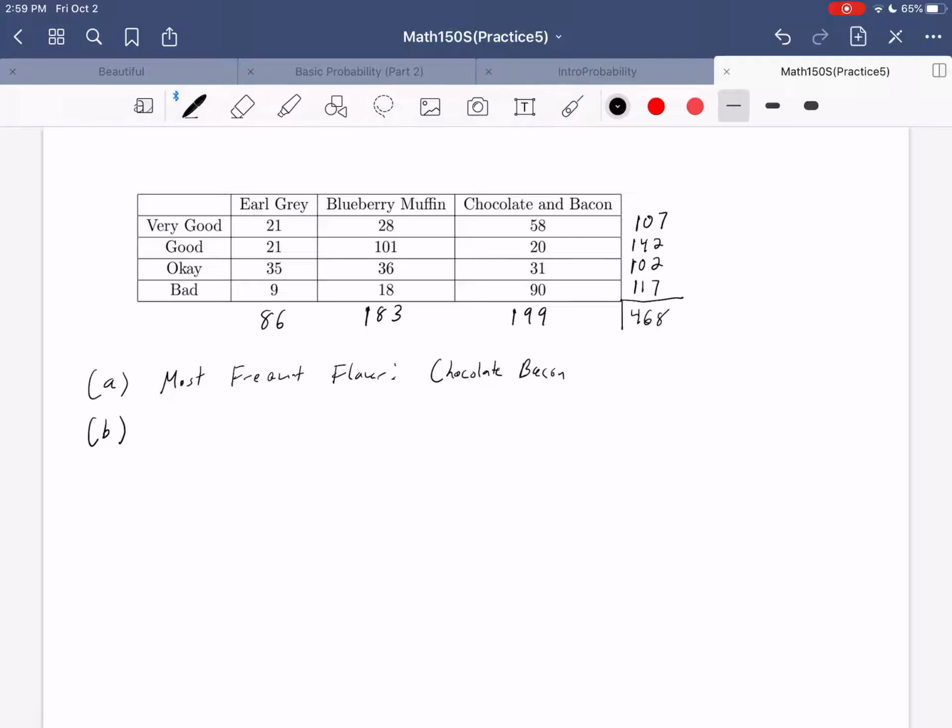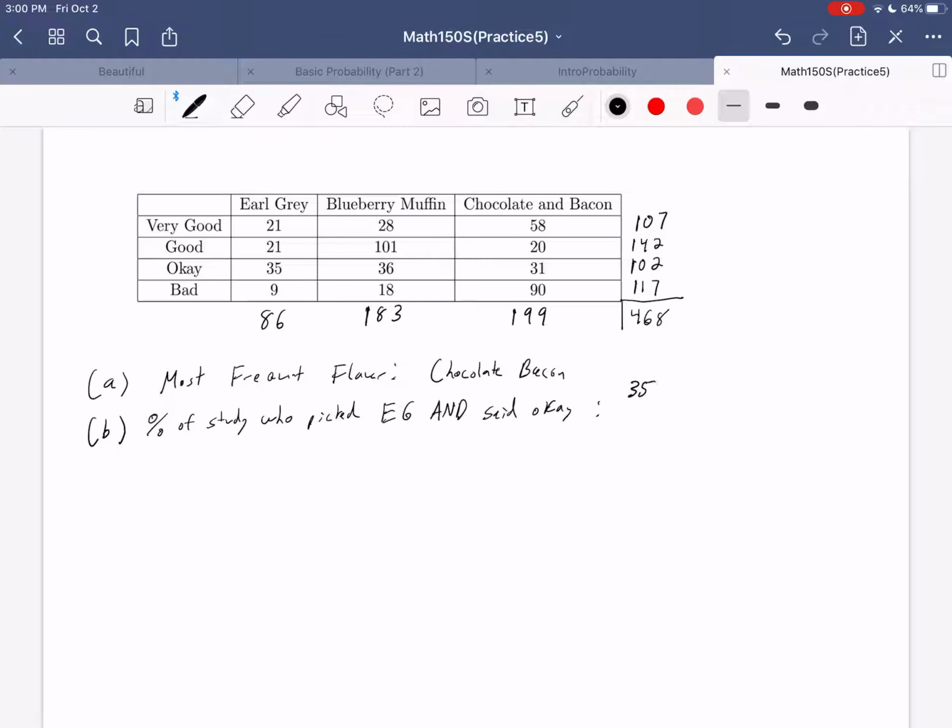So we want the percentage of the study who picked Earl Grey and said okay. In other words, they had to have tried the Earl Grey flavor and then ultimately said it was only okay. Here's all the people who picked the Earl Grey flavor. Here's all the people who said that it was okay. So that means it would be those 35 individuals. Only 35 people tried the Earl Grey and then followed up by saying it was okay.